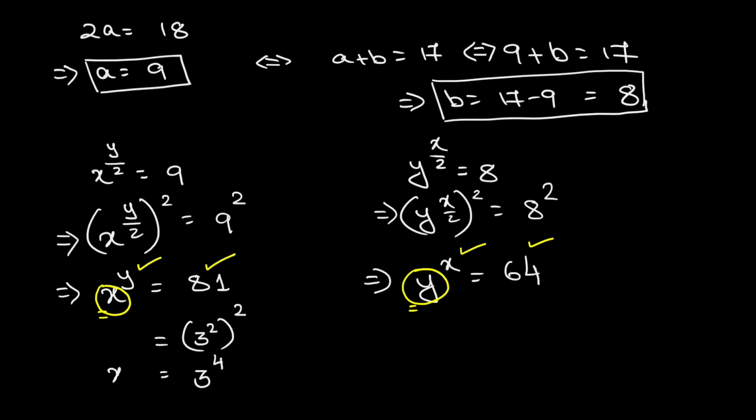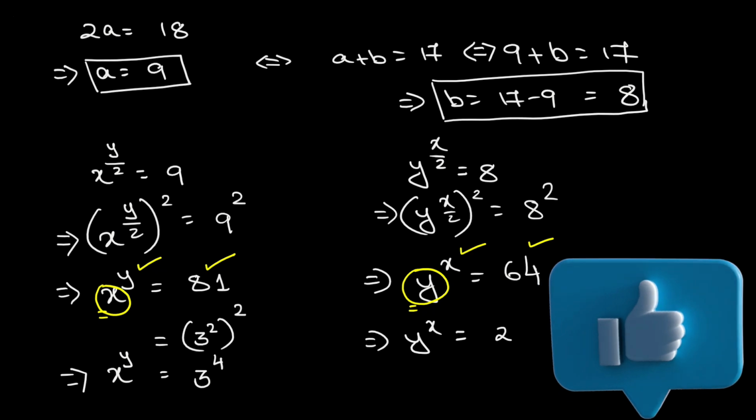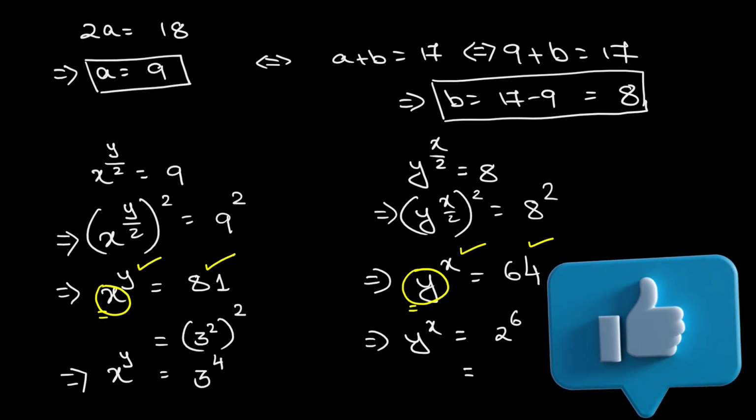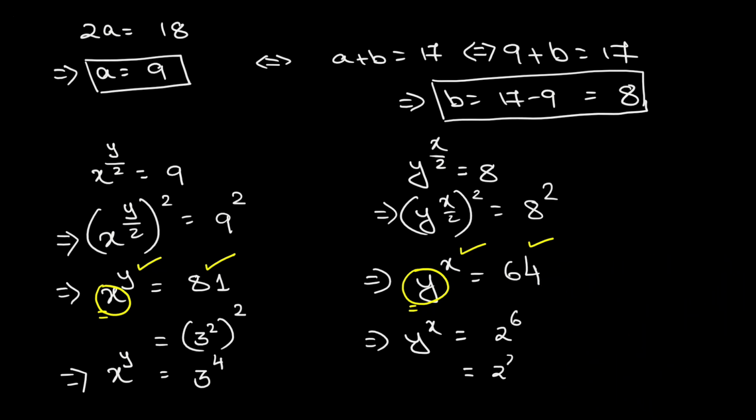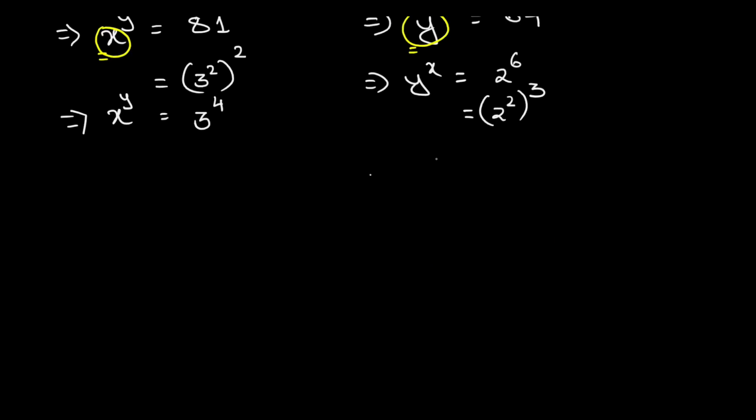So we can write x to the power y is equal to 3 to the power 4. Similarly, here we can write 64 as 2 to the power 6 and we can also write this as 2 to the power 2 whole to the power 3, and hence we can write this as y to the power x is equal to 2 to the power 2, which is 4, to the power 3.